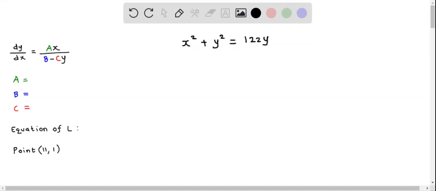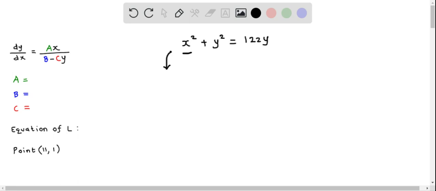We have this equation x squared plus y squared equals 122y. So first, let's find dy by dx by doing implicit differentiation. So I'm going to differentiate both sides of this equation by implicit differentiation.